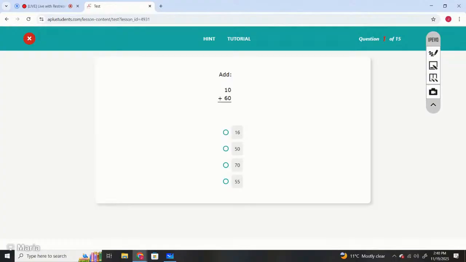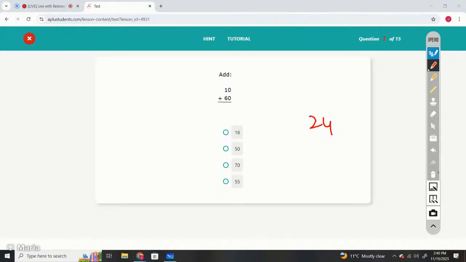10 plus 60. So add the ones digit. 0 plus 0 is 0. When we start adding, we always start adding from the ones digit, right? The ones digits are the digits that are at the ones position. So we have 0 and 0. So 0 plus 0 is 0.